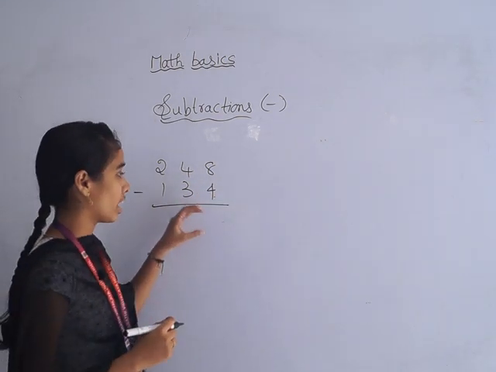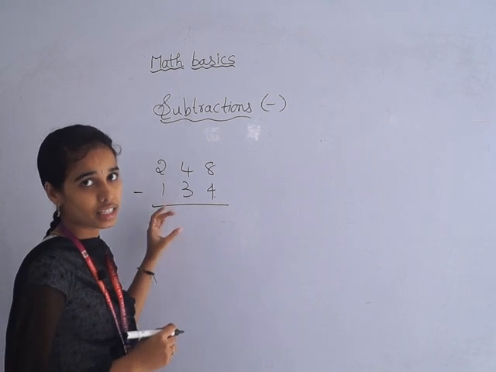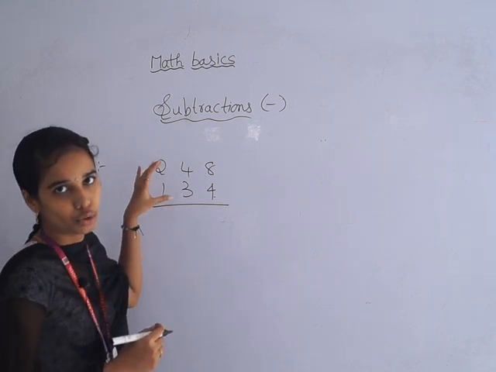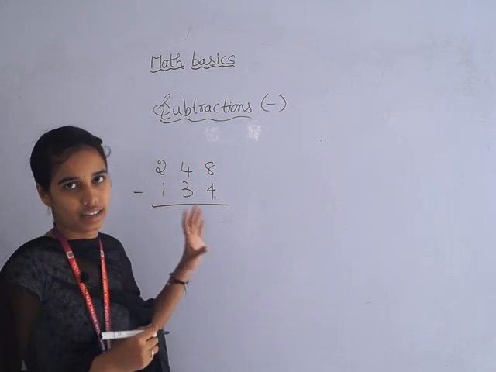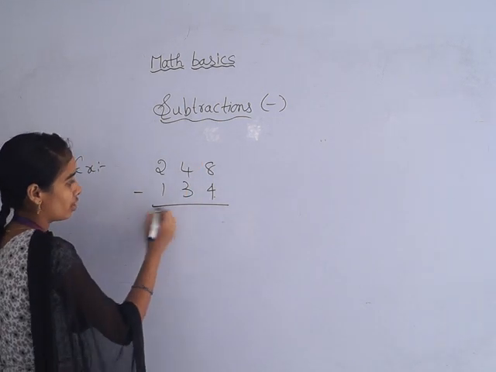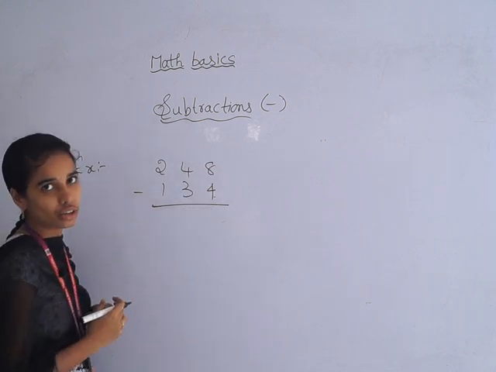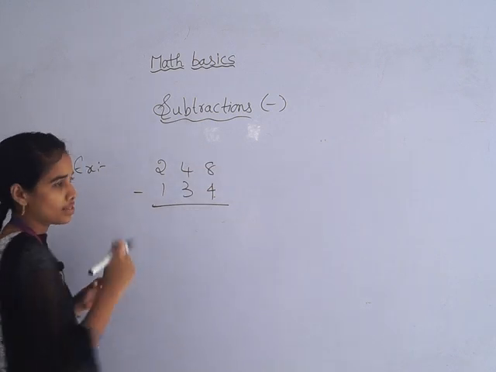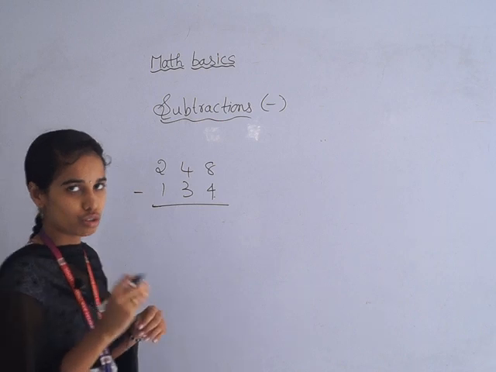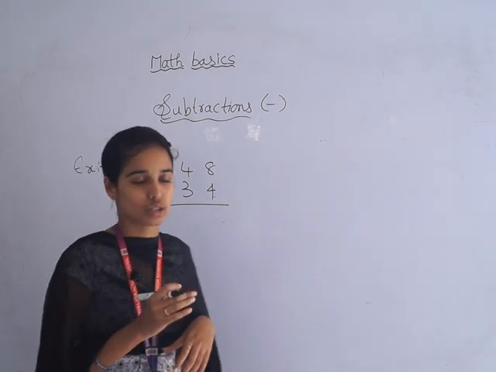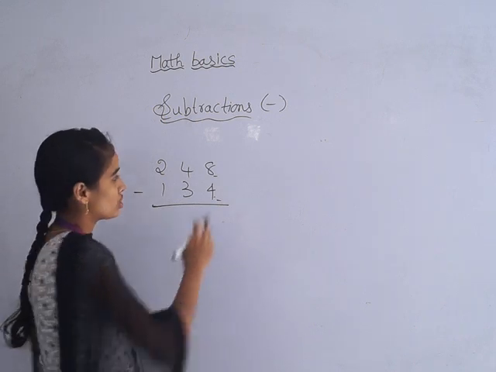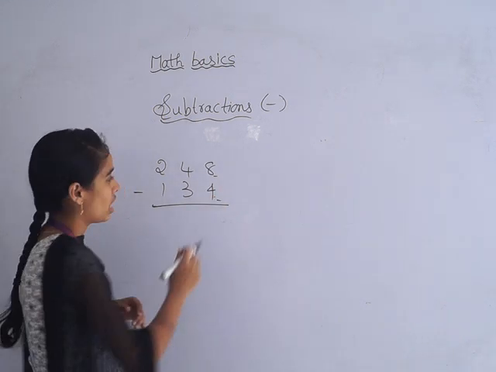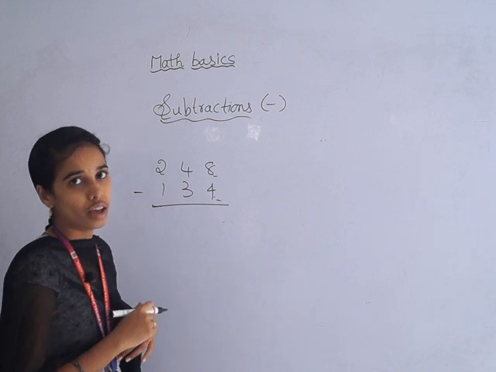For addition we are writing extra row here, but in subtraction they give only 2 numbers. Why? Because we can't subtract 3 numbers at a time. Okay. Now here also from ones place only you have to start. Always for addition and subtraction you should start from ones place only. So in ones place which numbers are there? 8 and 4. So here 8 is the biggest one and 4 is the smallest one.